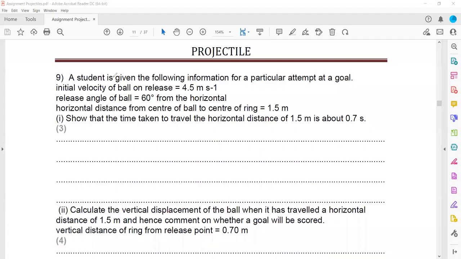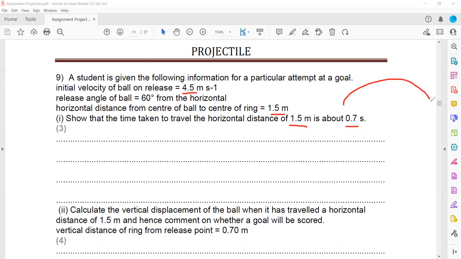So in question 9, a student is given the following information for a particular attempt at a goal. Initial velocity of a ball is 4.5. The angle with the horizontal is 60 degrees. The range, the horizontal distance from the center of the ball to the ring, is 1.5. Show that the time to travel the horizontal distance of 1.5 is about 0.7 seconds.